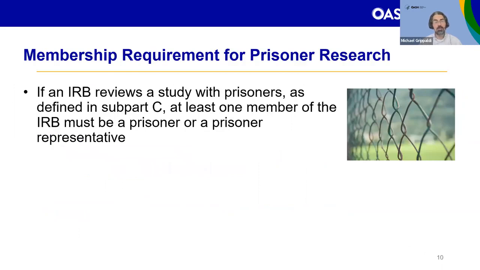Very quickly, I want to point out that the regulations have additional membership requirements for the IRBs that review prisoner research, as defined in 45 CFR subpart C. The IRB must have at least one member who is a prisoner or is a prisoner representative. Given the previous requirements to have a board that adequately represents the population participating in research, as well as the requirement that we have these added protections for vulnerable populations, it makes sense that we have an additional subpart that would govern a group as vulnerable as prisoners.